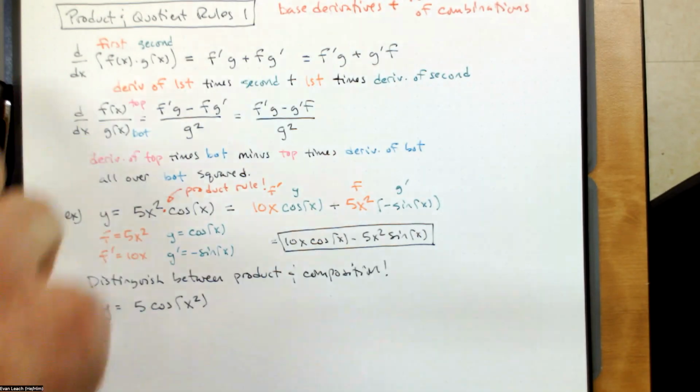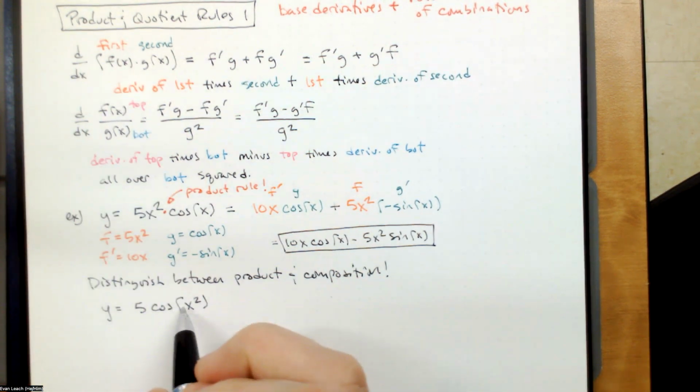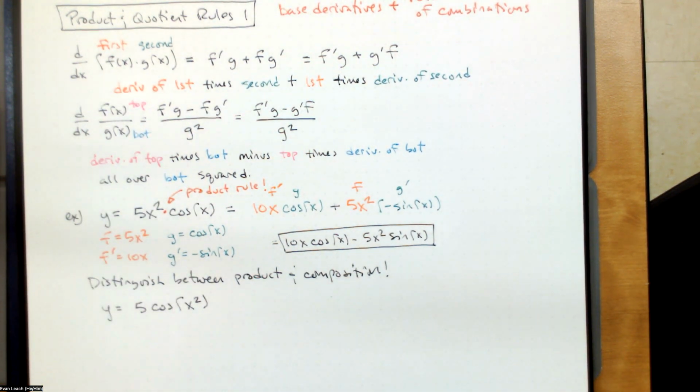So in here, we have a composition. It's not cosine times x squared, because cosine on its own doesn't mean anything. It's not an expression that we can use. It's not a multiplication. This is a composition.